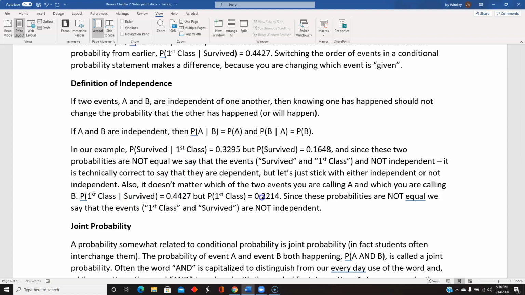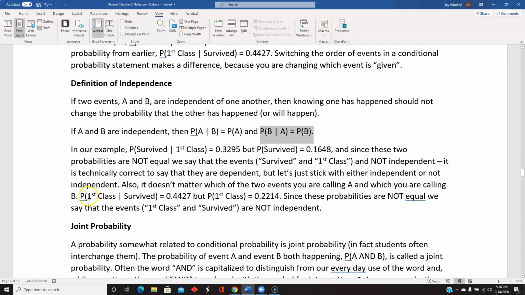It's technically correct to say that they are dependent, but usually it's best to just stick with either independent or not independent. And also, it doesn't matter which of the events you call A and which you call B. So instead of looking at first class and survived like this, I could look at first class and survived like this. The probability that someone is in first class given that they survived, we figured out earlier up here was 0.4427. But the probability of somebody just being in first class is 0.22.